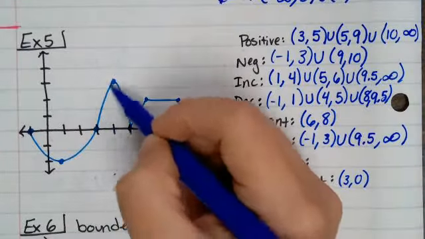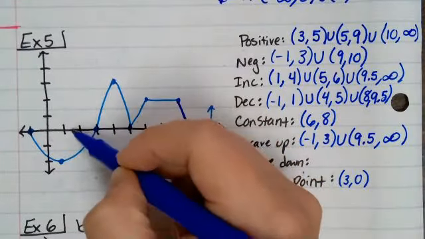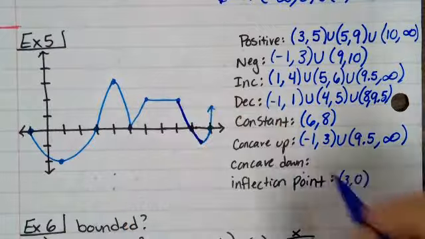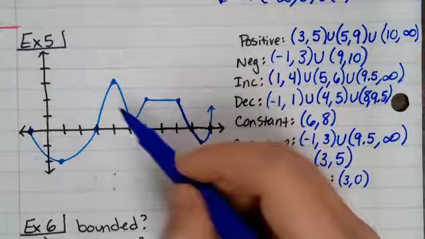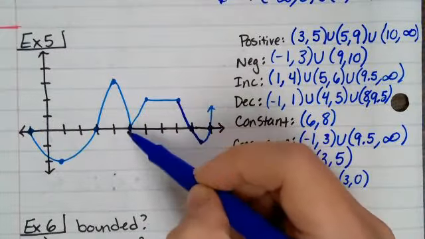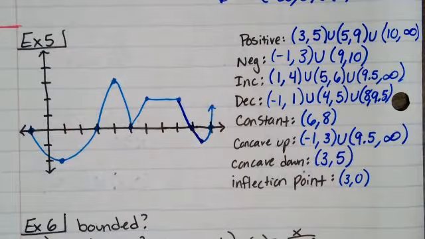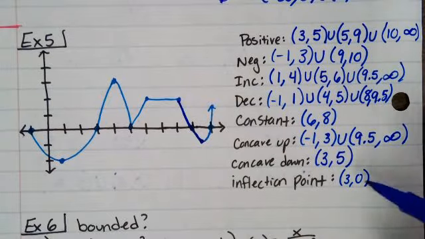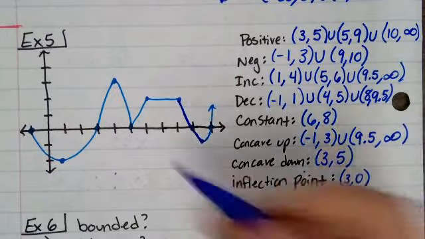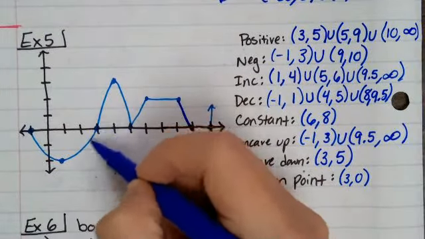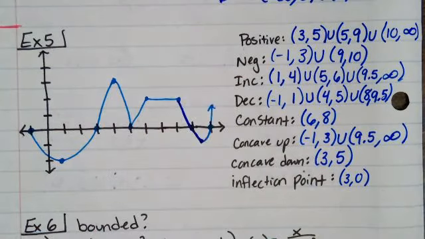Concave down is where it is like a rainbow shape. So you're looking at here between x's 3 and 5. And that's really the only place where it is like that U shape, okay? Oh, sorry, that rainbow shape. That's really it. The only inflection point I had where it switched from concave up to concave down or vice versa, it was only here at this one little location, 3, 0. Everything else was not technically a point of inflection.